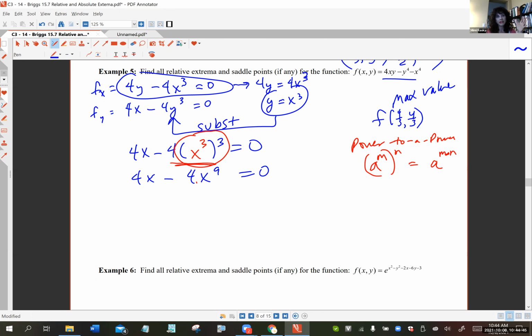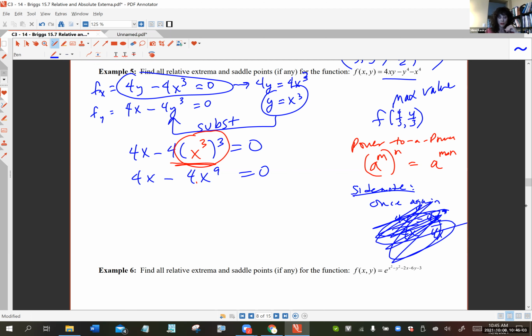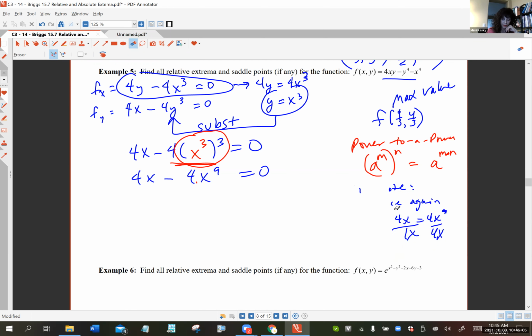Again, please don't make the mistake that I went over last time. Side note, once again, please don't do the following. Oh, let me just add 4x to the 9th to both sides, and then I'll divide both sides by 4x. No, no, no, no, no. You're not allowed to divide by a variable. Please don't ever do that. What do you do? Factor and use the ZPP. That's going to be your friend.